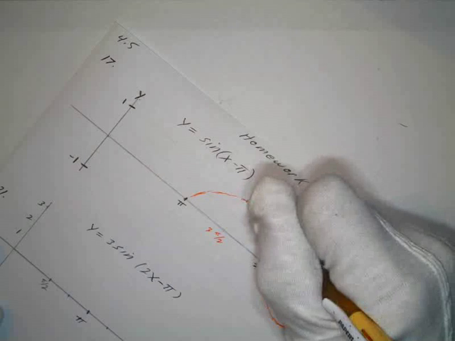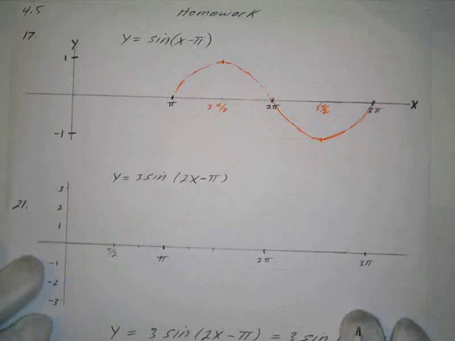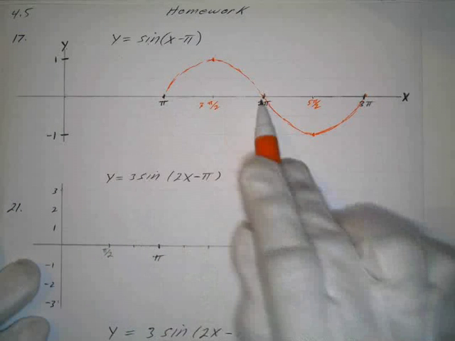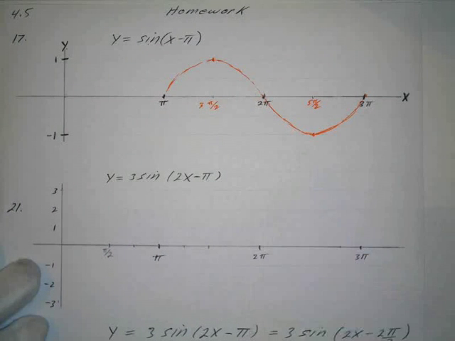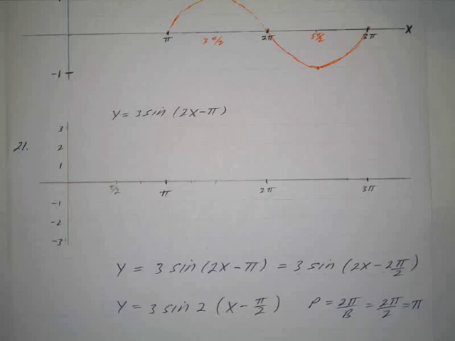So once you have those 4 points, then you just connect them. And remember, they're the same basic points relative to the starting point: 3 zeros, a 1, and a negative 1 for the sine. Okay? Alright, let's take a look at number 21.